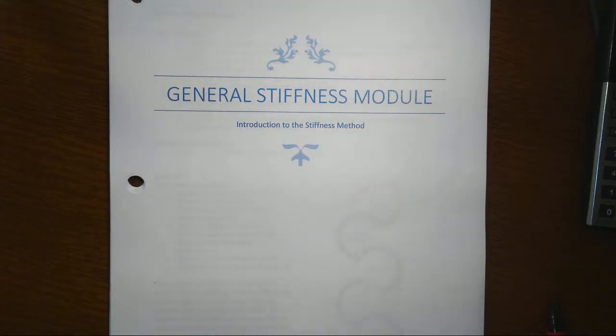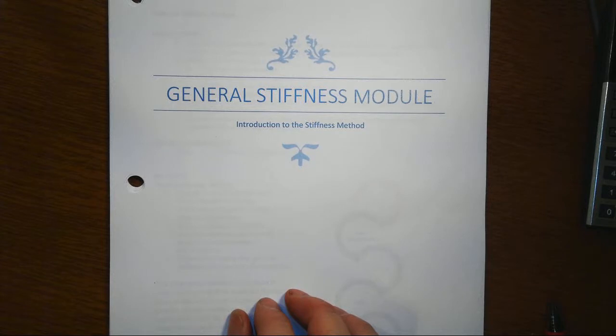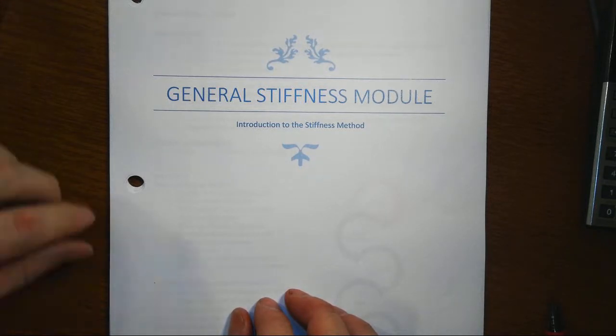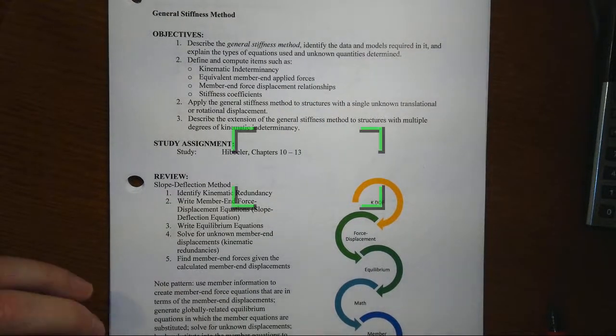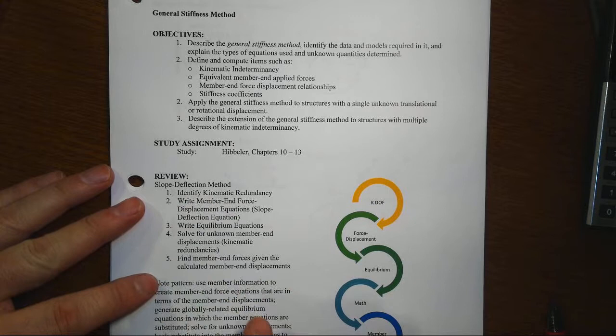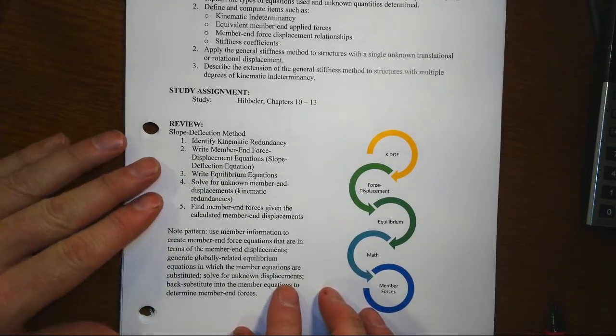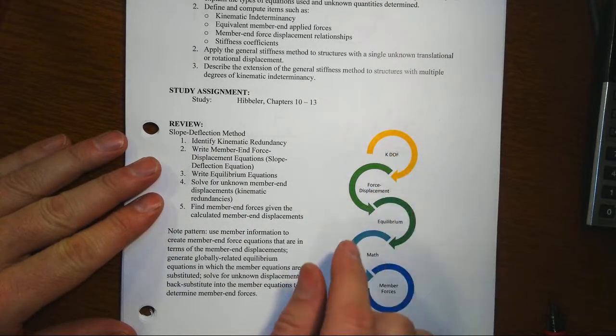We're going to have a quick module called the General Stiffness module that's going to set us up to the direct stiffness method, which almost all the computer structural analysis software these days is based upon. The essence of it really just follows along with what we've already learned about the slope deflection method, wherein we have this 5-step procedure. We're identifying kinematic degrees of freedom.